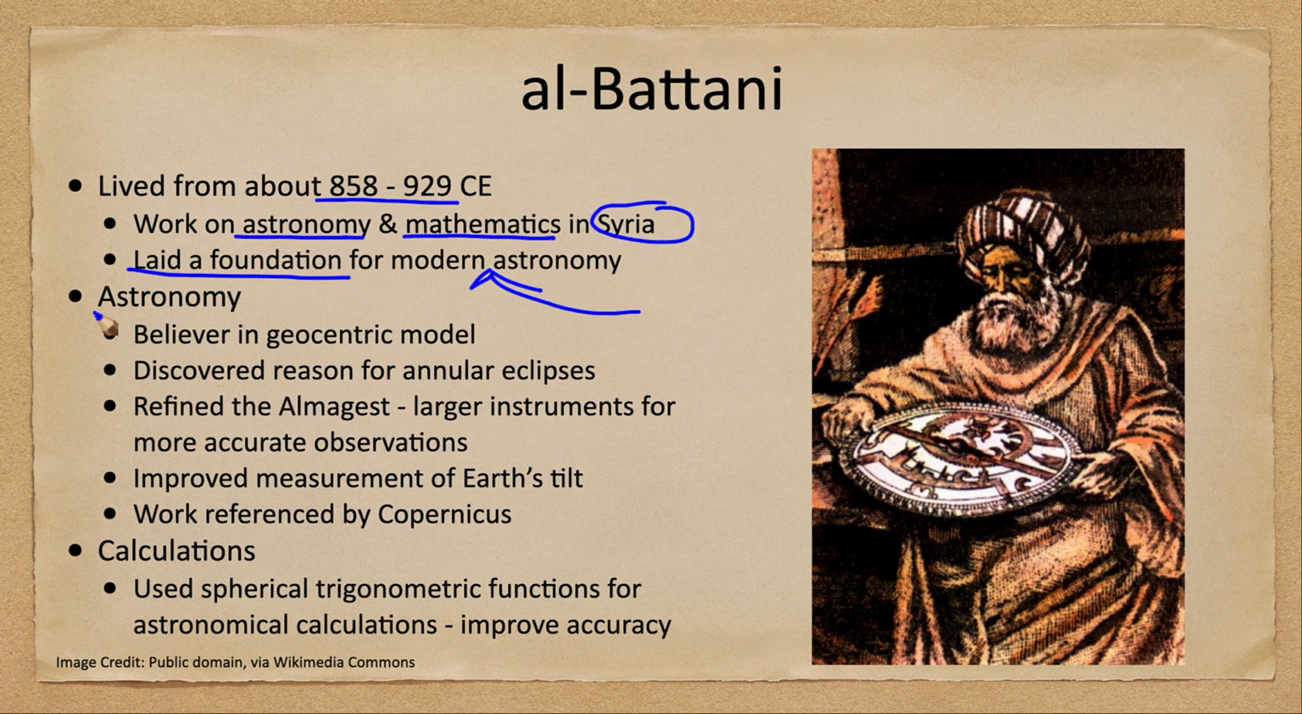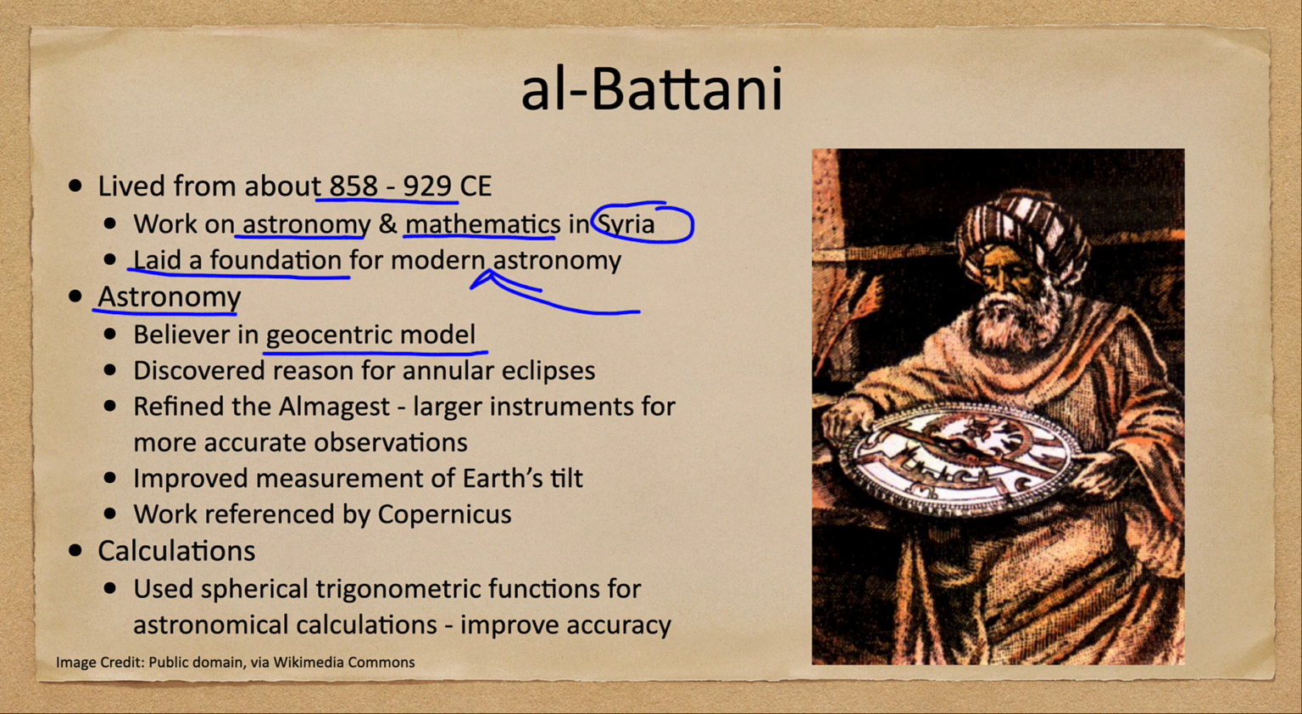What does that mean? Well, in astronomy, he did things like believing in the geocentric model. Now we know that the geocentric model is incorrect, but this is what was believed at the time, going back to the ancient Greeks, and made sense because the Earth did not appear to be moving. We now know that it is, and we have other measurements that we can make to demonstrate that. But it was considered a fact at the time that the Earth was not in motion.